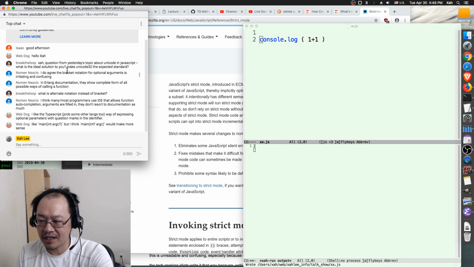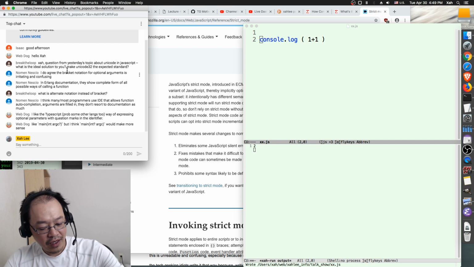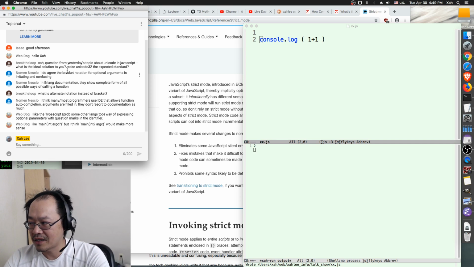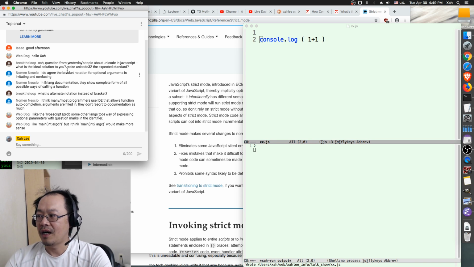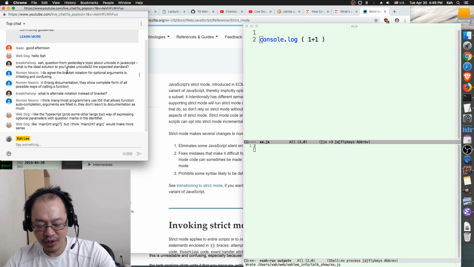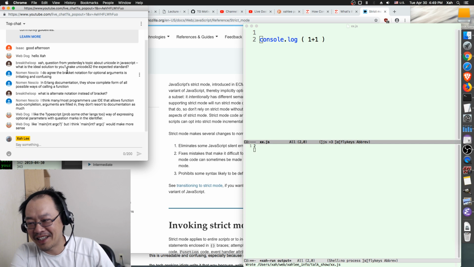I mentioned this yesterday, but the JavaScript standard committee decided that they are not going to introduce any new use strict kind of thing, because I think the reason is that they think it's going to create more complexity, which I don't agree with. But what can you do?